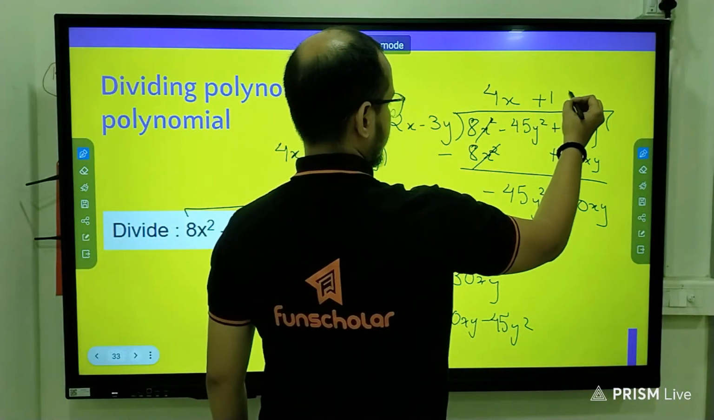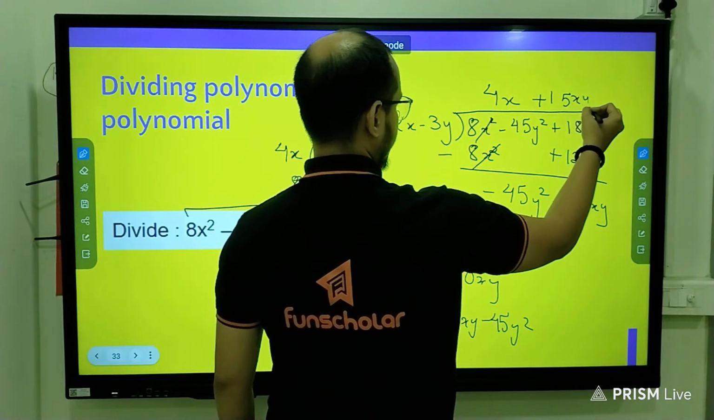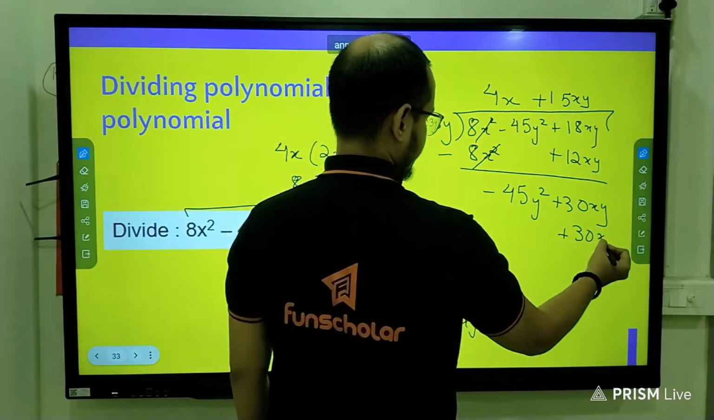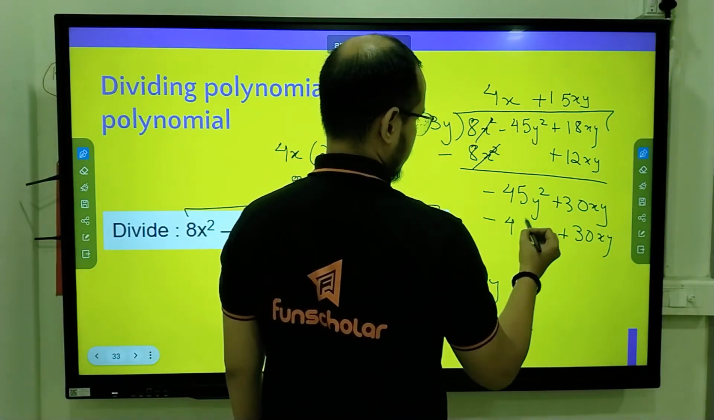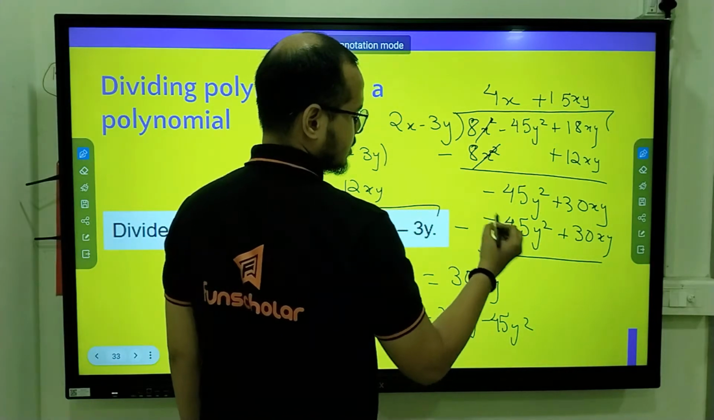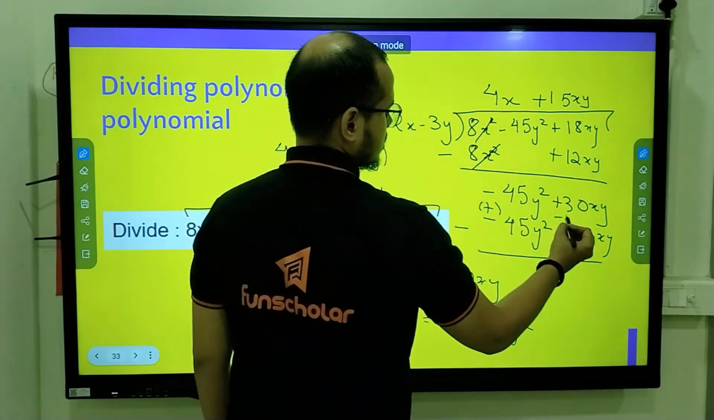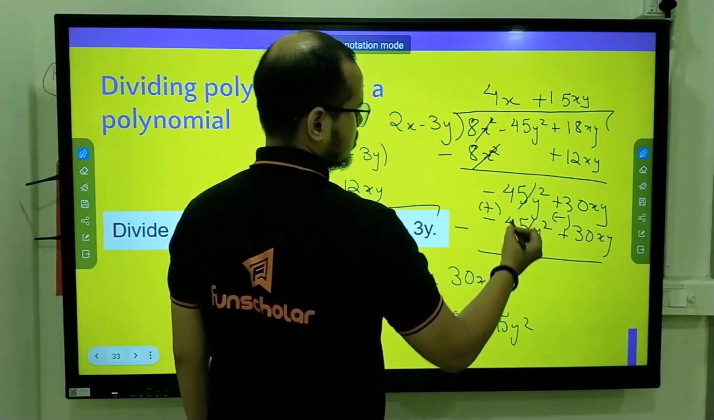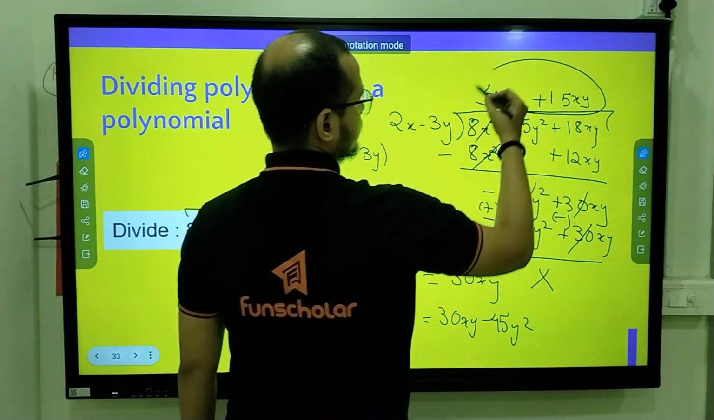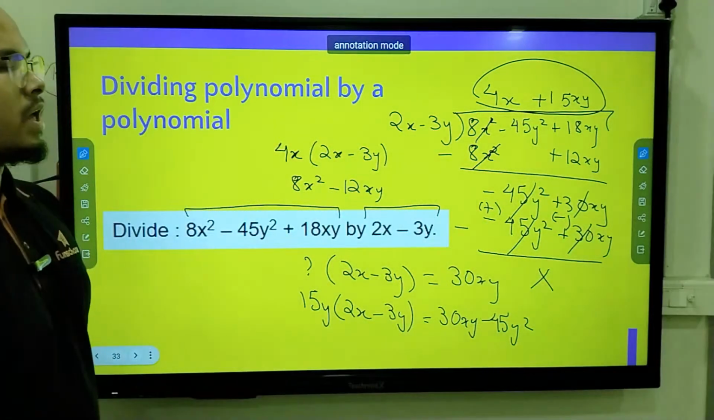Okay, so let's do it. Plus 15y. So we are getting plus 30xy minus 45y square. Now, as it is minus here, we'll change the signs. So plus, this becomes minus. So this cancels out, this also cancels out, and the answer is going to be 4x plus 15y.